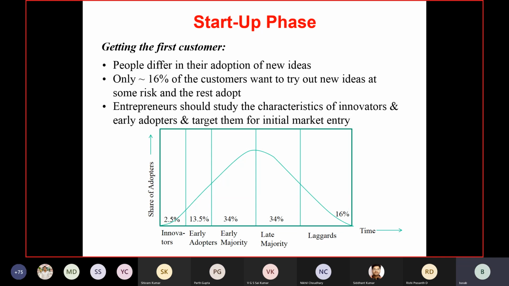So at a startup phase, of course, when I'm writing this word startup phase, it means when you are entering the market, if you are a new startup, a student startup, starting some new venture from IIT Kharagpur. It refers to that. It also refers to a new product launch. For that product also it is a startup phase, maybe in a very big corporate sector. Doesn't matter. But your target customer cannot exceed 16%.